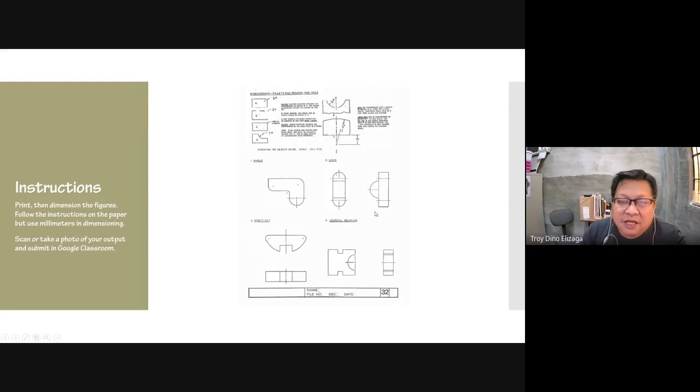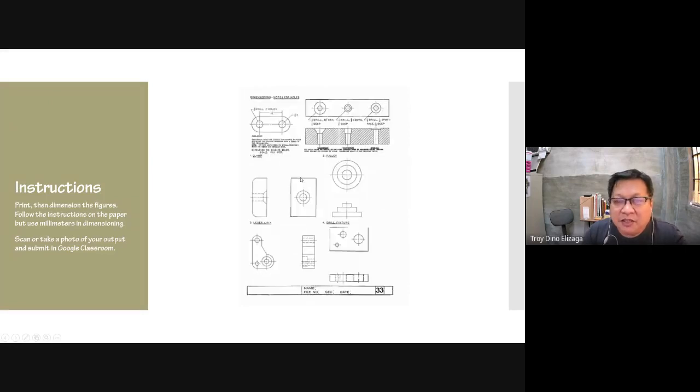In this exercise, of course, we have notes here on the top, which you will have to follow, but this one is more about radius. Okay, arcs are dimensioned as radius. That's what we learned the last time. And for this one, the circles, of course, are dimensioned in terms of diameter.